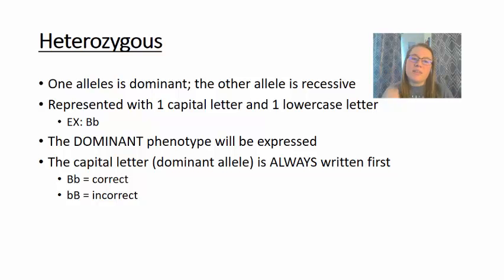Now, when we write the heterozygous genotypes, we always write the capital letter first. And it makes sense because it's the dominant allele. It wants to take over. It wants to be first. It wants to be large and in charge. So if we were using the letter B to represent our allele, capital B, lowercase b would be the correct way of writing heterozygous. Lowercase b, capital B would not be correct because we don't see them in that order.